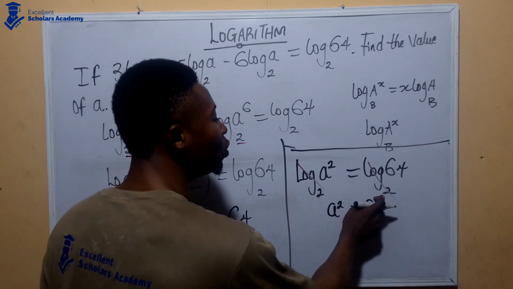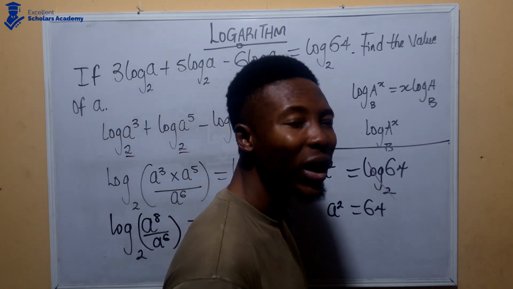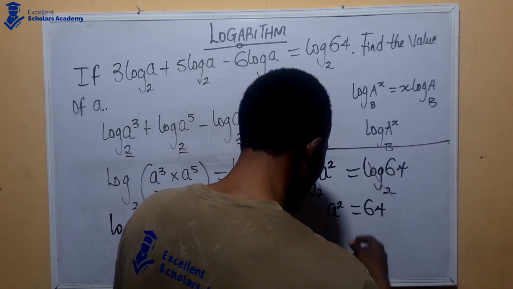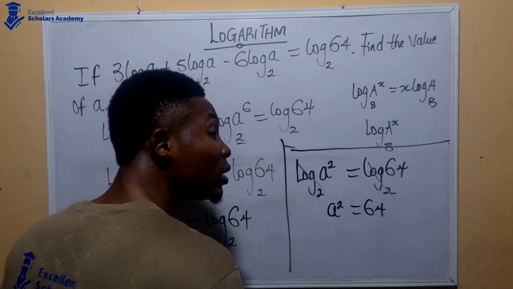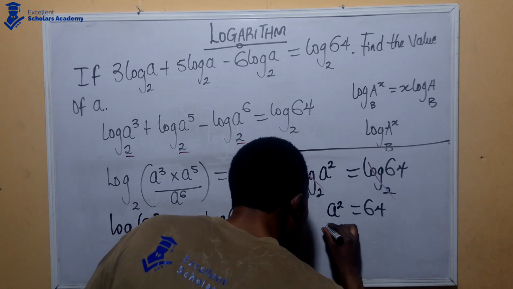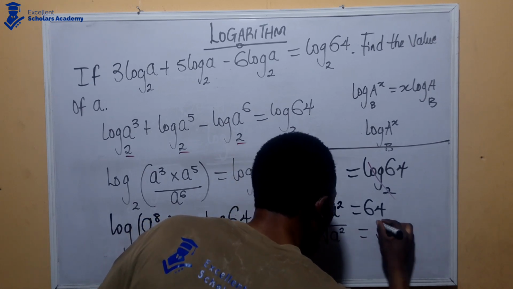Now this cancellation can only be done when they have the same base. All right, so now a squared is going to be equal to 64. Now you have to get the value of a, not the value of a squared. So you're going to take the square root of both sides.